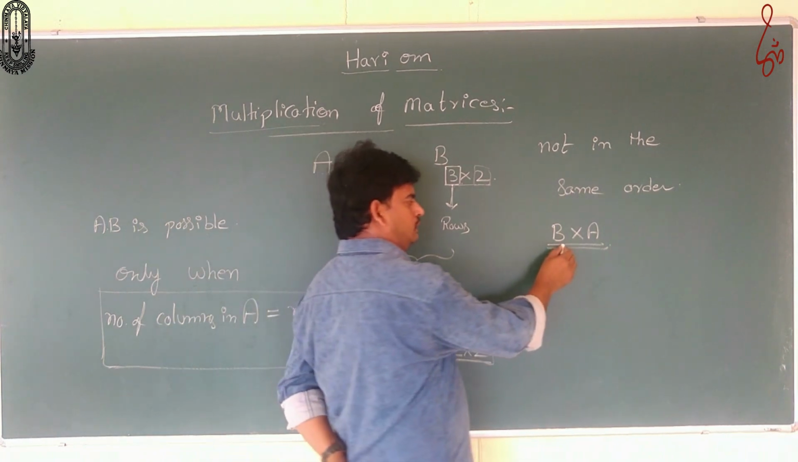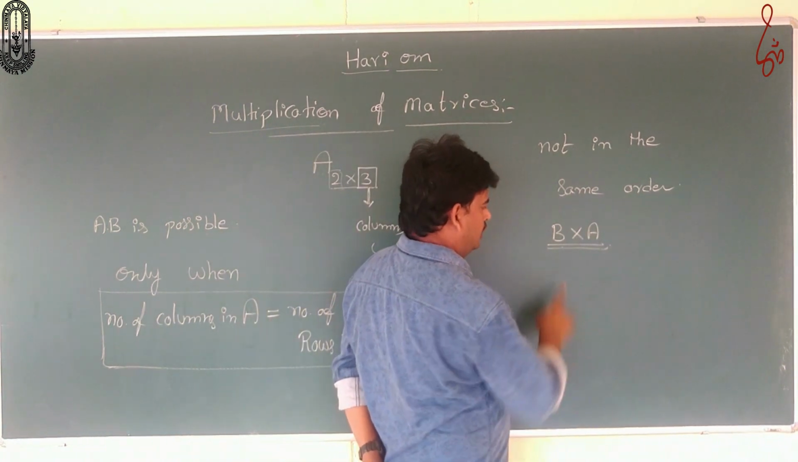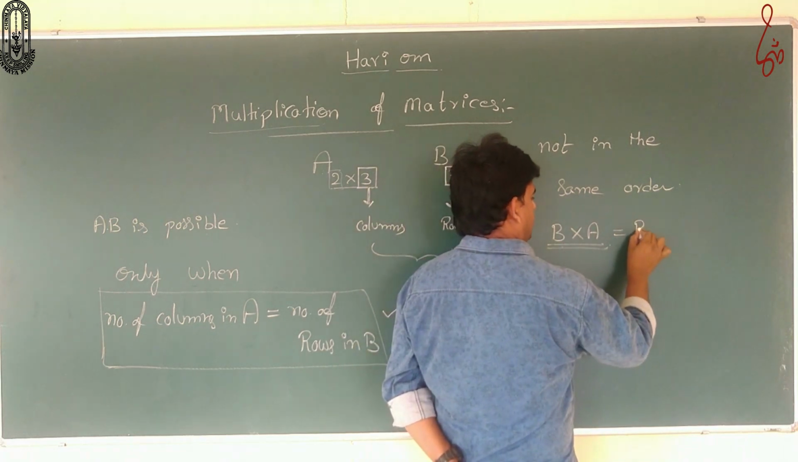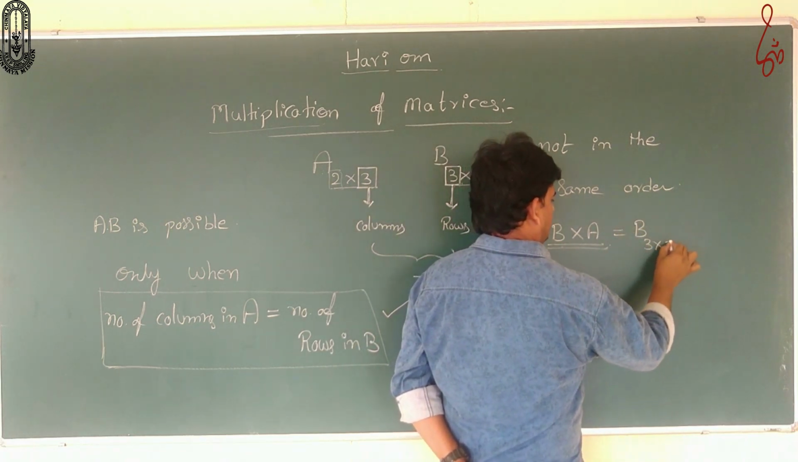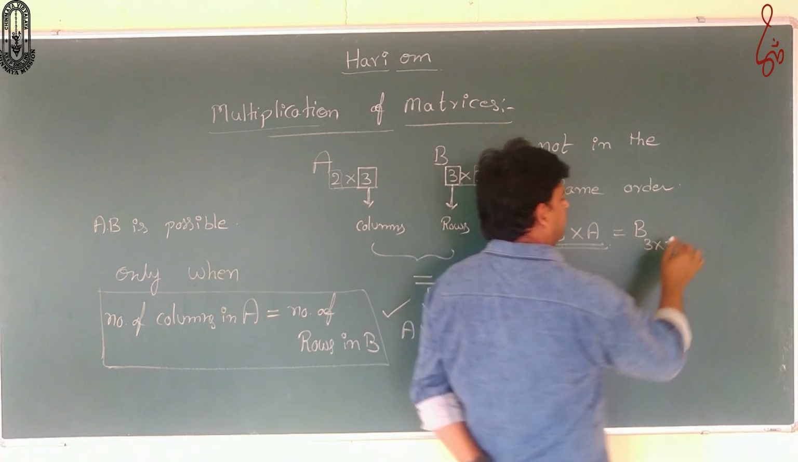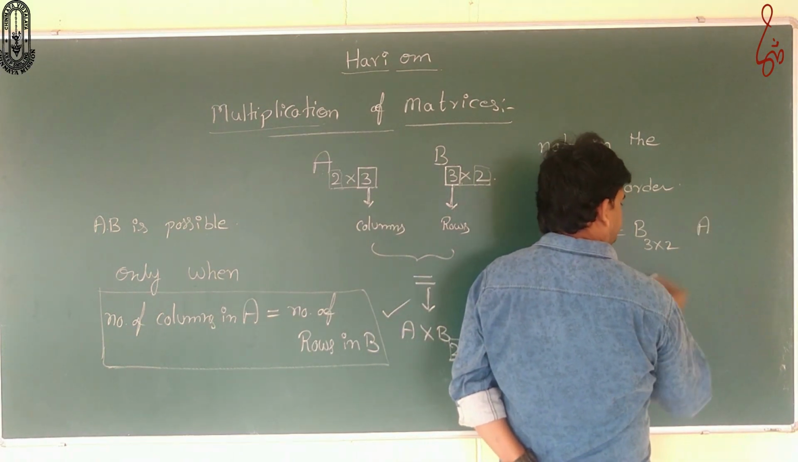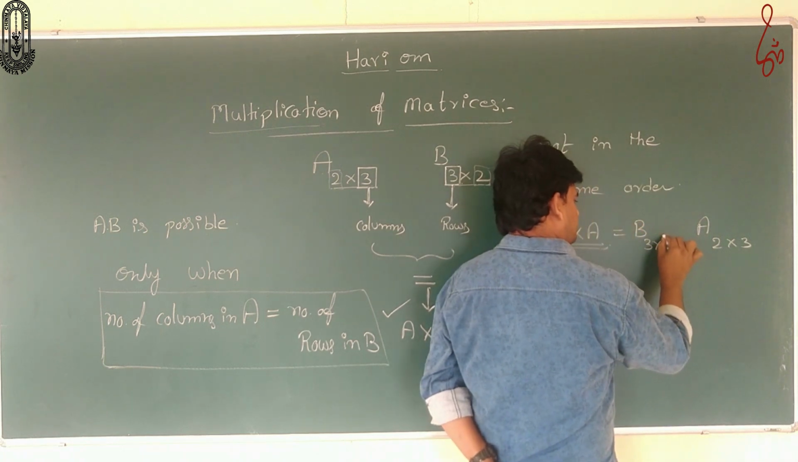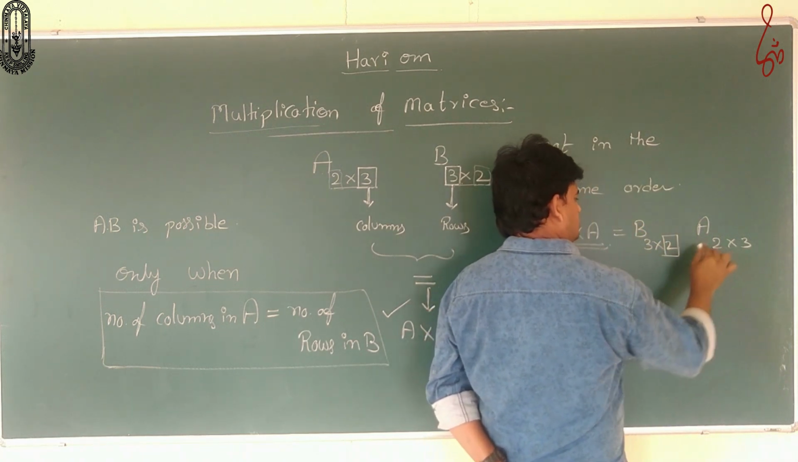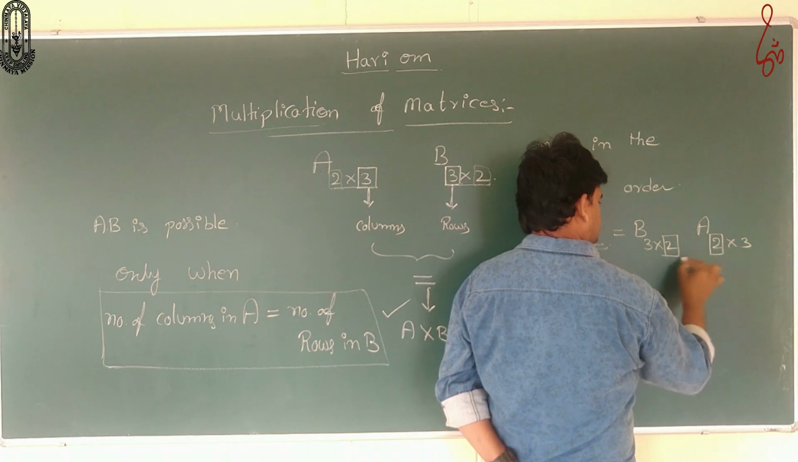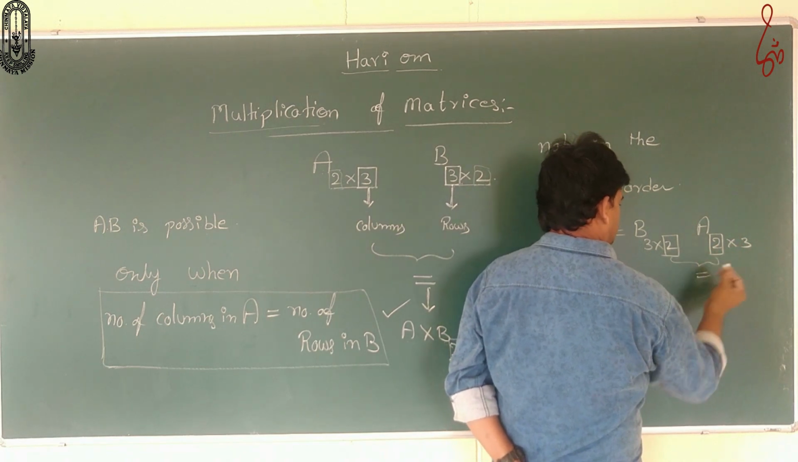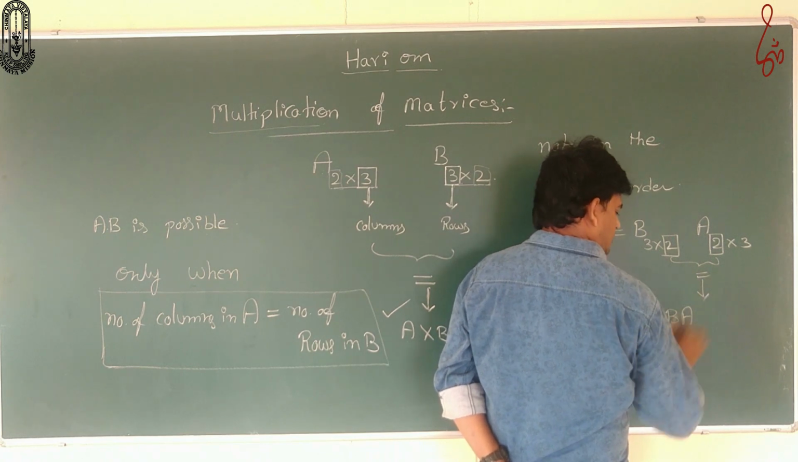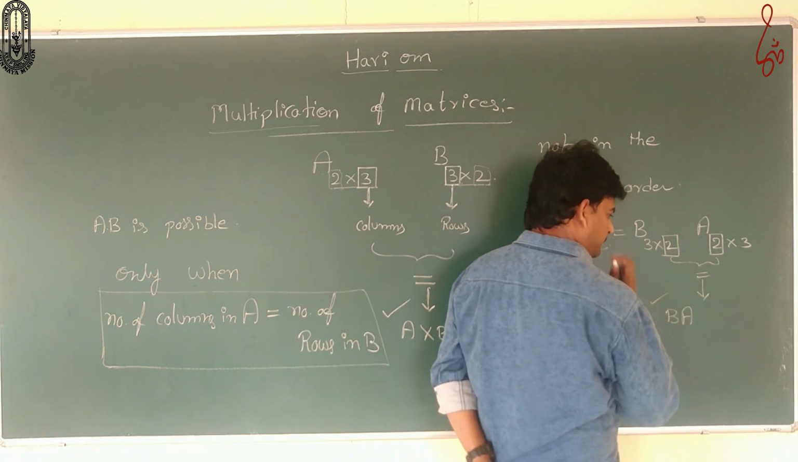Now what about the product of B and A? In this case, first we need to observe the matrix B. The order of matrix B is 3 by 2 and the order of matrix A is 2 by 3. In B the number of columns and in A the number of rows are both equal, which means that the product of BA is possible.